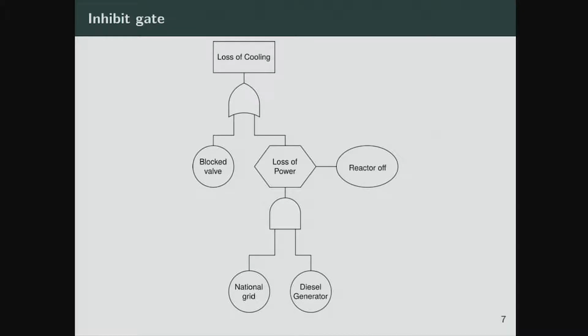So, there's another condition that we can put on that. We're not actually worried about losing power while the reactor is running, because obviously it's generating electricity. If it's running, it can generate electricity to run its own pumps and everything like that. So we've got this hexagonal gate at the top here, which is called an Inhibit gate. What that does is it says, if the event on the right is true, this cannot happen. So any part of the tree below that we just ignore while the case is true.